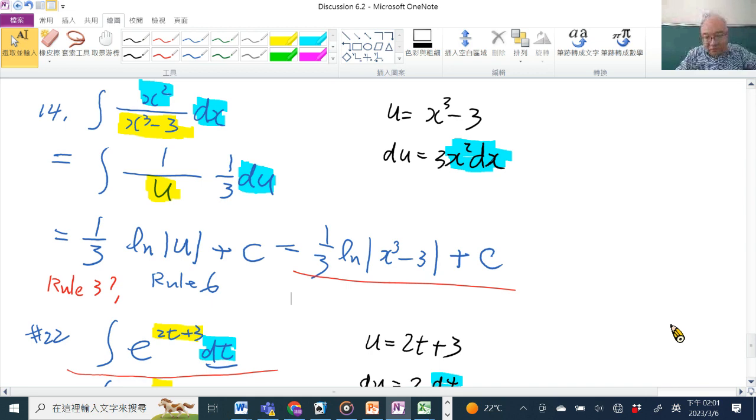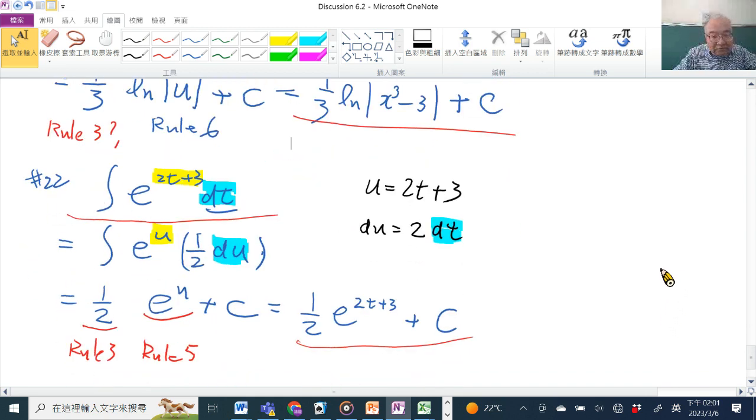And the last question, number 22: the derivative of this particular one, e to the power of 2t plus 3. The derivative of 2t becomes 2, and 2 multiplied by 1/2 becomes 1. So we have the correct solution.